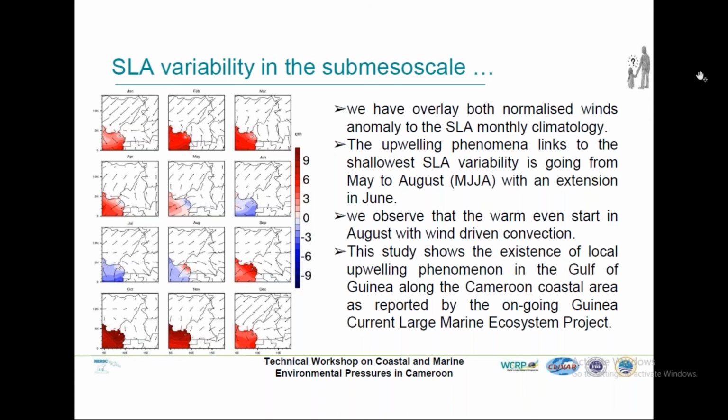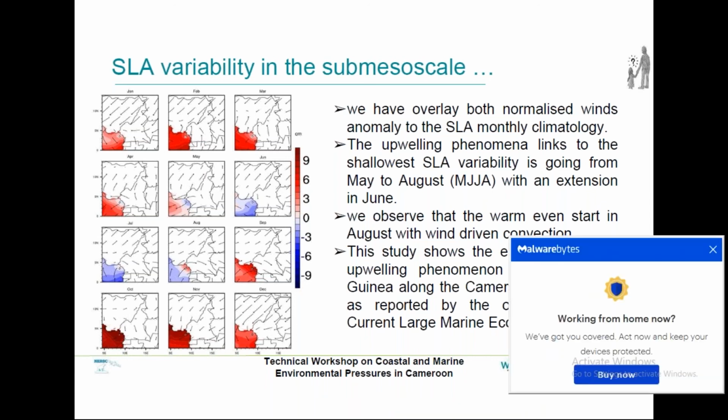So now here I'm presenting a bit the sea level variability in the submesoscales. And we can find out that the upwelling phenomenon linked to the shallow sea level anomaly variability goes from May up to August. And we observe that the warm events start in August with the wind-driven convections. So this study showed the existence of a local upwelling phenomenon in the Gulf of Guinea along the coastline area, as reported by the ongoing Guinea Current Large Marine Ecosystem project.